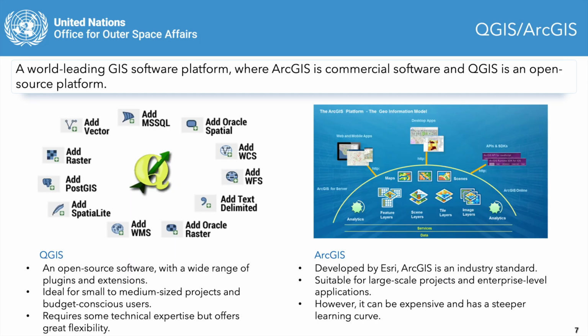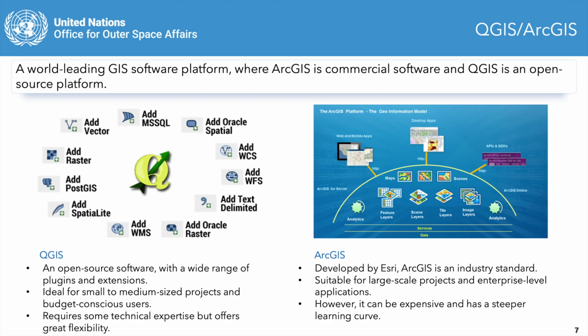Here we compare QGIS and ArcGIS. ArcGIS is a commercial GIS platform developed by Esri and is widely used in professional and enterprise-level geospatial applications. It provides powerful tools for mapping, spatial analysis, 3D visualization, data management, and web GIS. However, it can be expensive, and beginners may need time to learn its full functions.